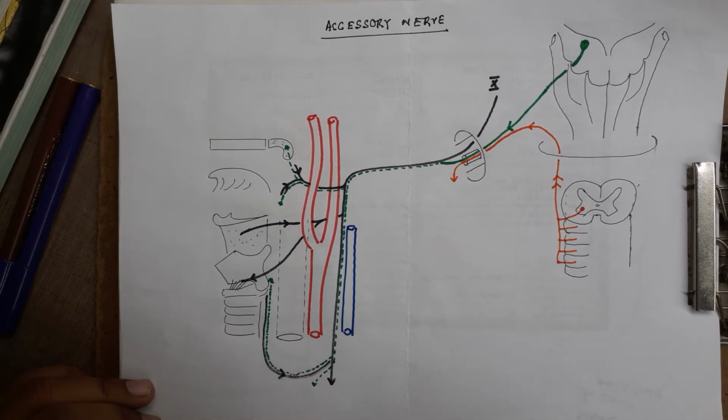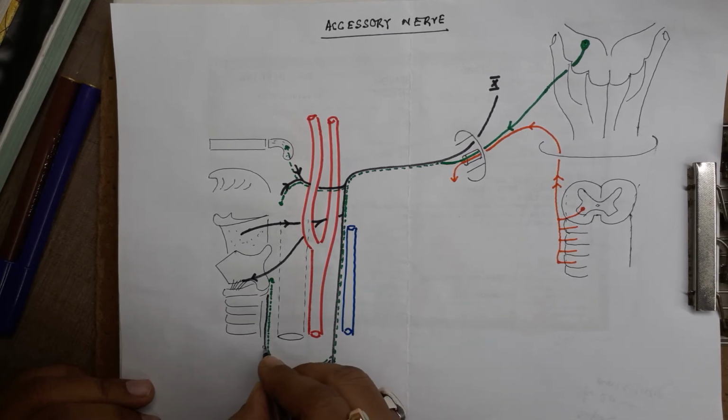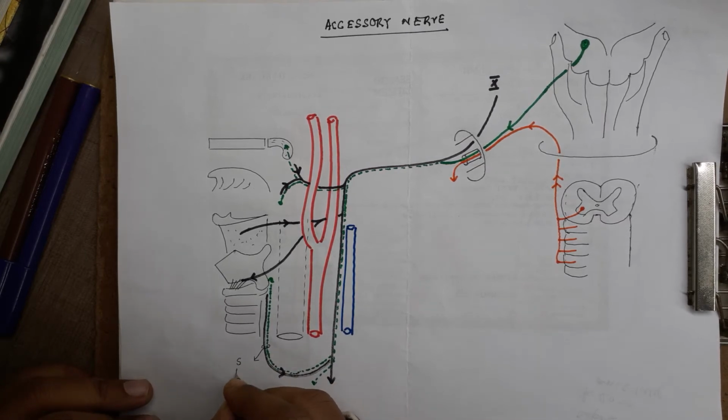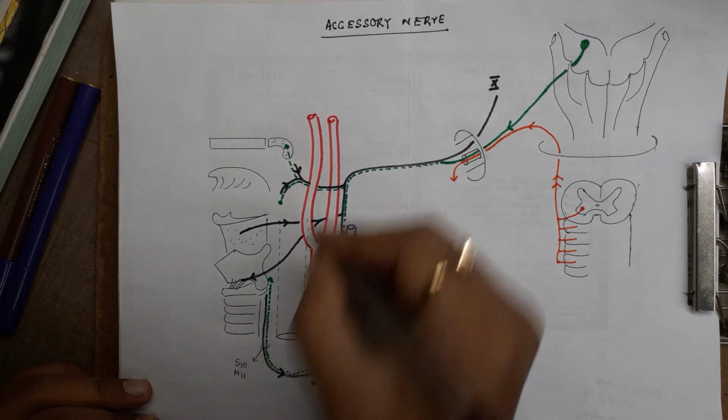Another cardiac branch. See, this recurrent laryngeal branch of vagus is basically a mixed nerve. It has a sensory component and a motor component. The sensory component comes from the vagus. The motor component comes from the cranial accessory.